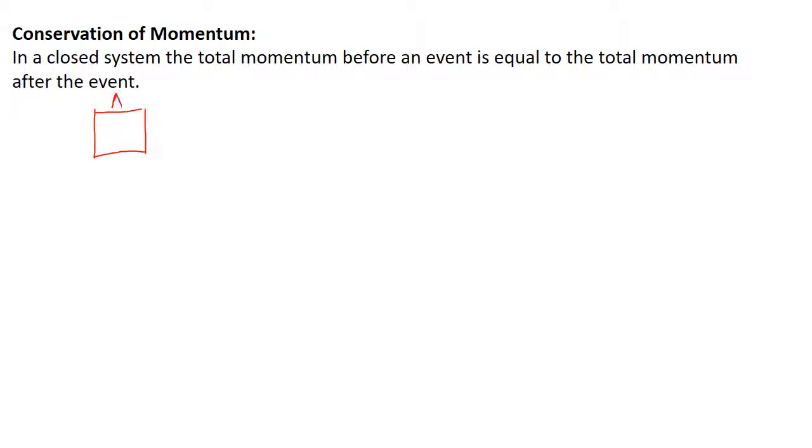So the first question involves 2 trolleys, and we've got trolley A and we've got trolley B. Now trolley A has a mass of 8 kilograms, whereas trolley B has a mass of 4 kilograms. And trolley A is moving to the right with a velocity of 2 meters per second, whereas trolley B is moving to the right with a velocity of 0.5 meters per second.